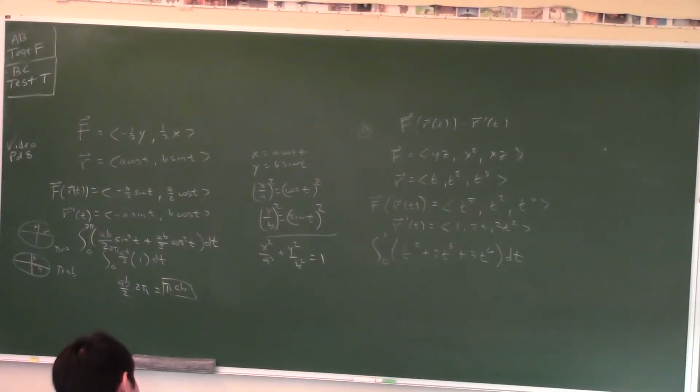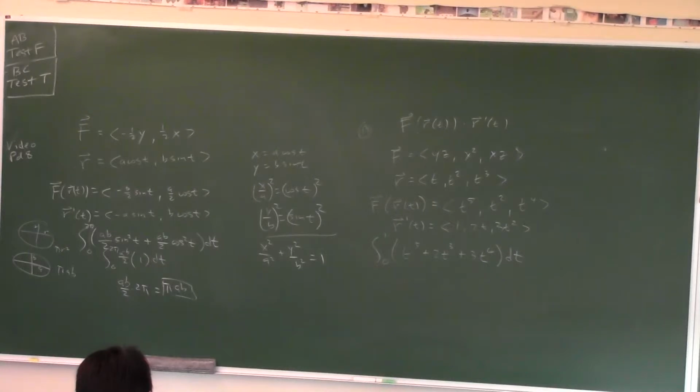Doesn't that just make sense? Because if it's a closed path, you're going to start and end at the same point. So therefore the work done has to be 0. All right, so we're going to do some examples here. I'm not going to do the first example, let's do the second example.